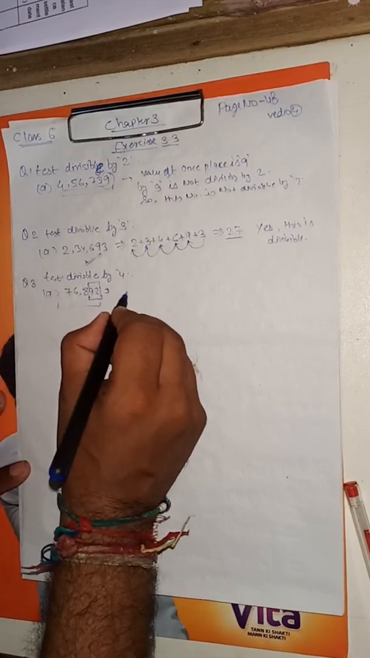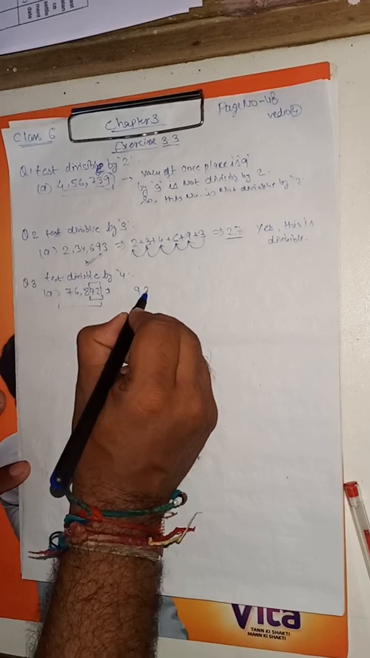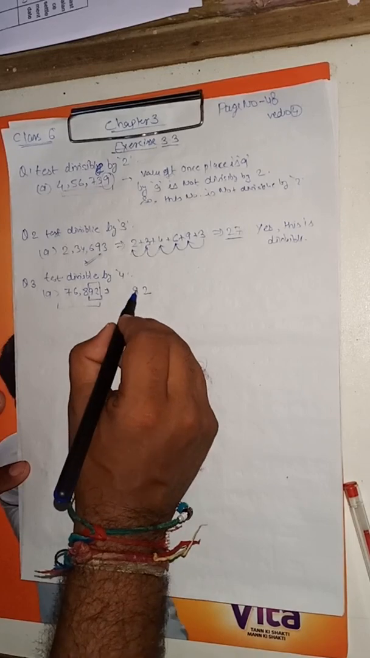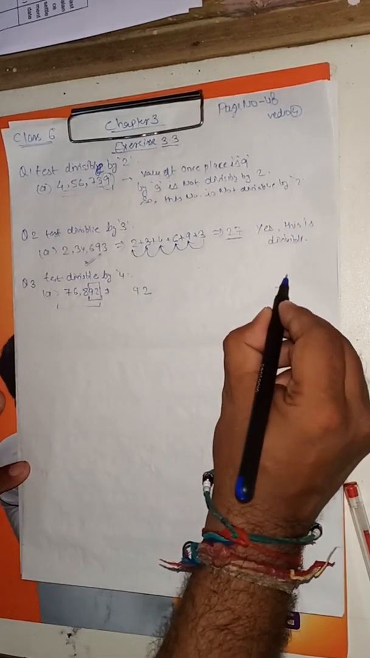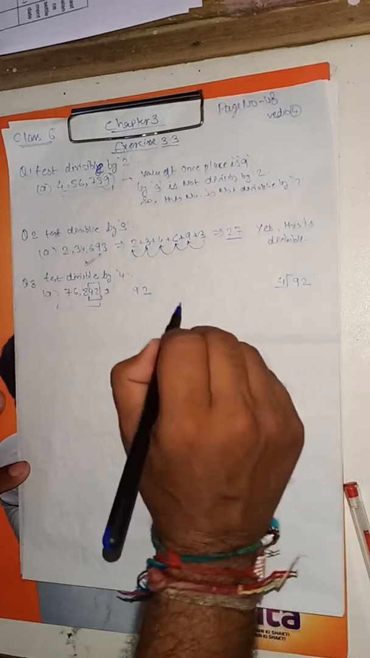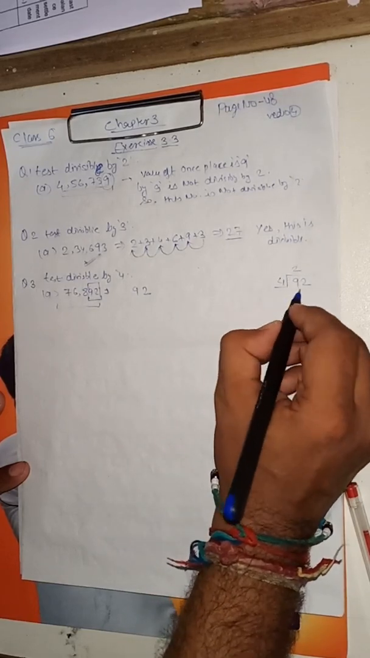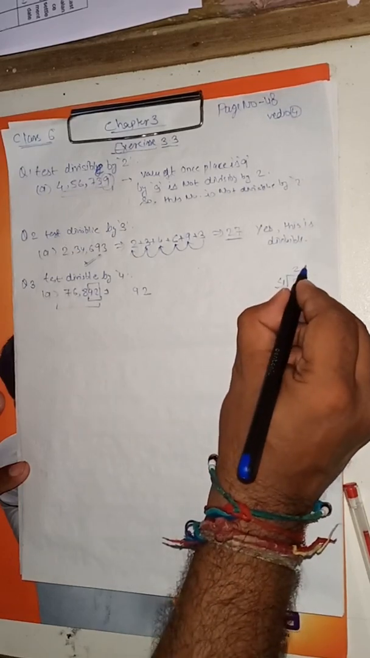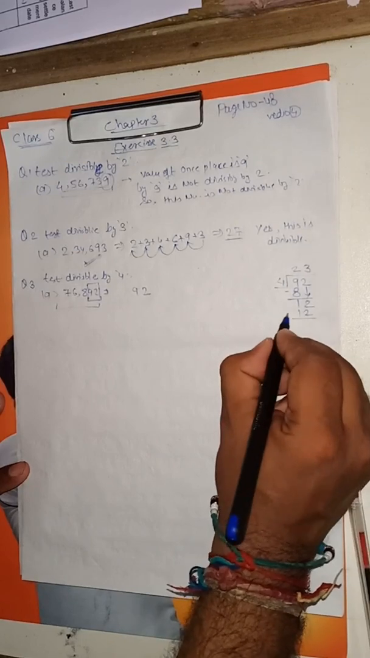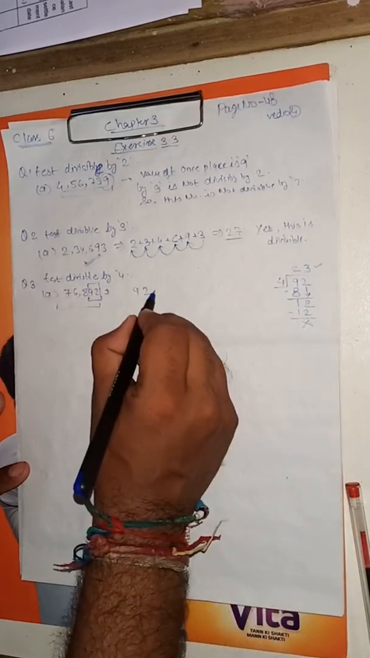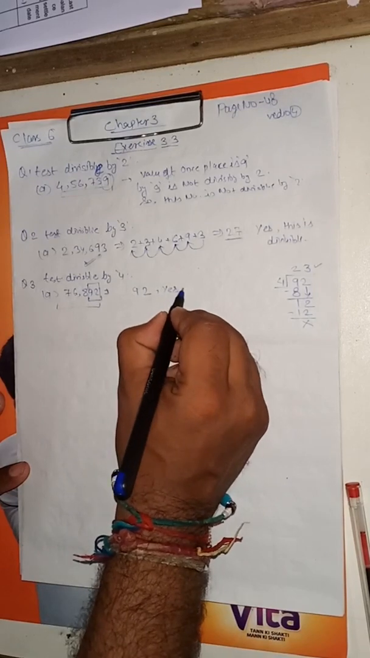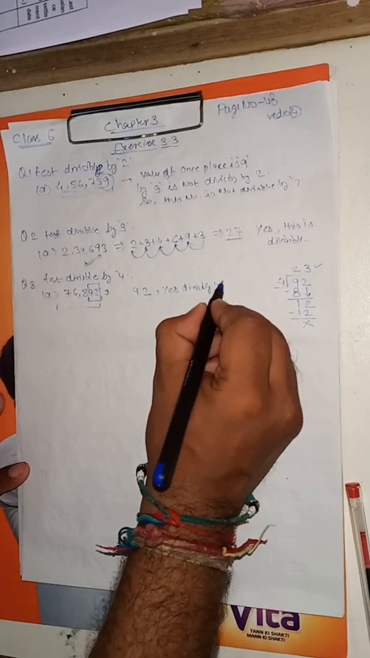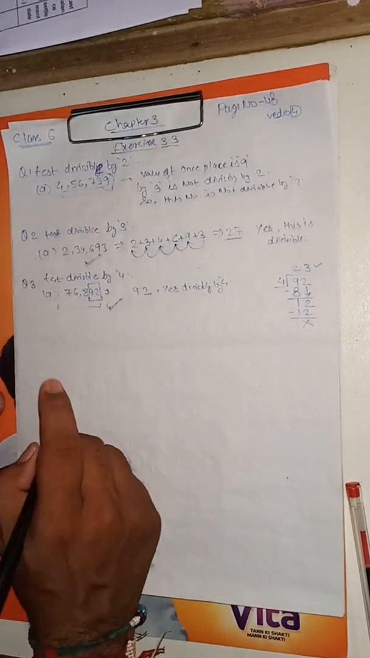Okay, so what are the last 2 digits, at the ones and tens place? It is 92. Is this 92 divisible by 4? Let us check. How we will check? 4 2s are 8. What we will get? 4 3s are 12. So yes, this 92 is divisible by 4. So this whole number is also divisible by 4.